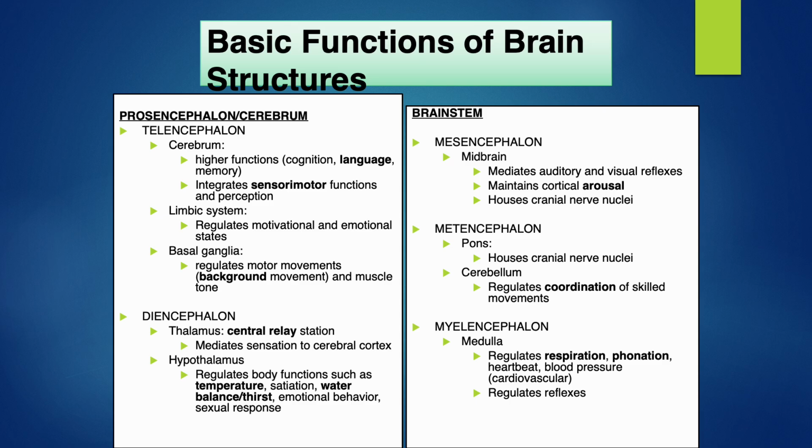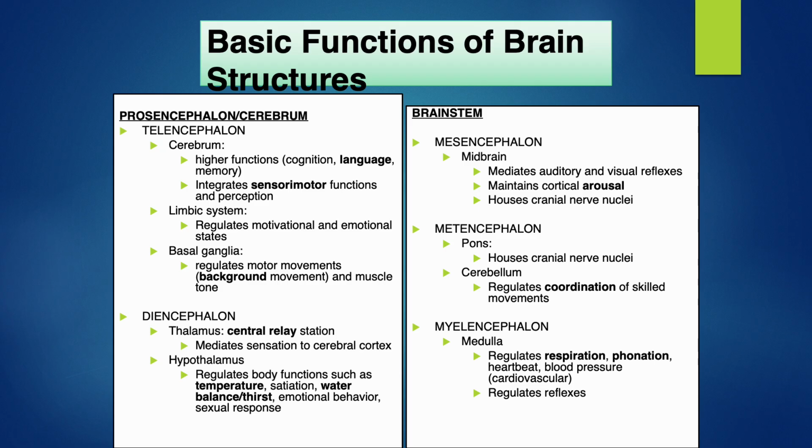So the prosencephalon, remember that's going to be the superior most portion of the neural tube, and that's what we actually think of as the brain, because it's comprised of your telencephalon and your diencephalon. So we have the cerebrum, your limbic system, basal ganglia, and your diencephalon. Your cerebrum, that's your higher functions, your filters, your language, memory, integrates sensory motor functions. Limbic system is important for emotional regulation, processing emotions, creating emotions, and then also memory, very critical to memory. And then your basal ganglia regulates motor movements, especially background movements and muscle tone.